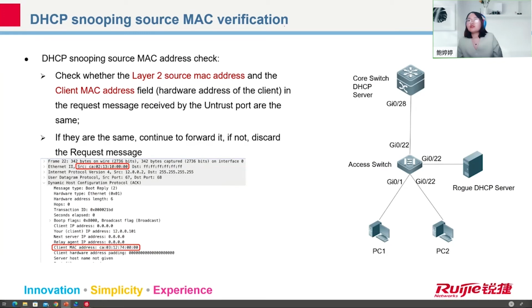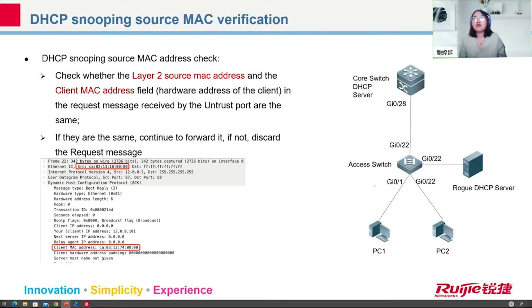And how do we check whether the message can be forwarded out or not? We will check the layer 2 source MAC address and the client MAC address together. If they are the same, we will continue to forward it. Otherwise, we will directly discard the request message. The request message is sent from the client, right? Yes, it should be the client. If the source MAC address and the client MAC address are the same, then I will continue to forward the request message. Otherwise, this message will be directly discarded.